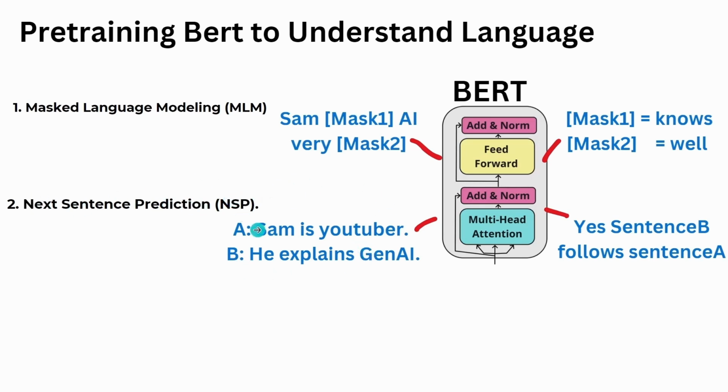What exactly is it? It means we have two sentences in a paragraph. For example, Sam is a YouTuber. Next, he explains Gen AI. The model tells whether the second sentence follows the first sentence or not. That is the motive of next sentence prediction. Here it will classify, yes, sentence B follows sentence A. So after doing these two tasks, it learns the language.